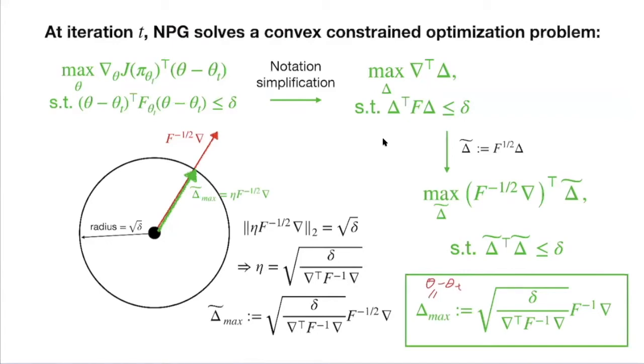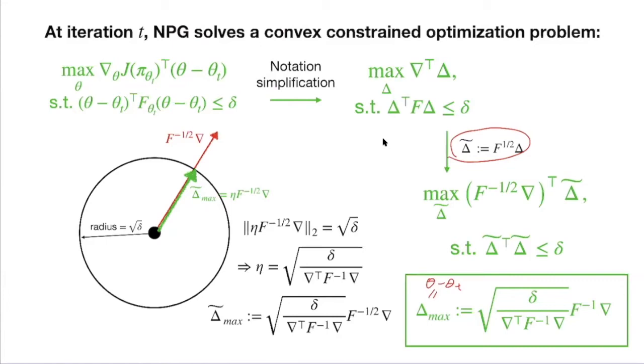So we sometimes take a detour and introduce this variable tilde delta. The reason is that now our constraint, from this geometry perspective, is pretty simple. It is just a ball with radius square root of little delta. It allows us to reason, just from the geometry, about what is the vector that maximizes the inner product with respect to this red vector.